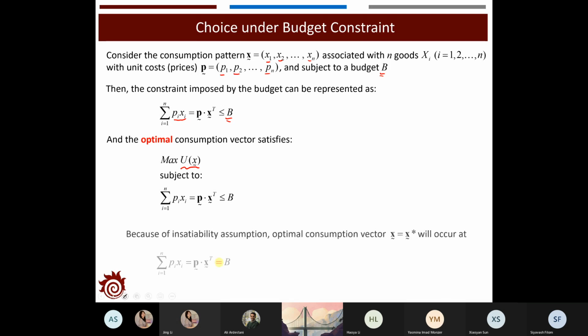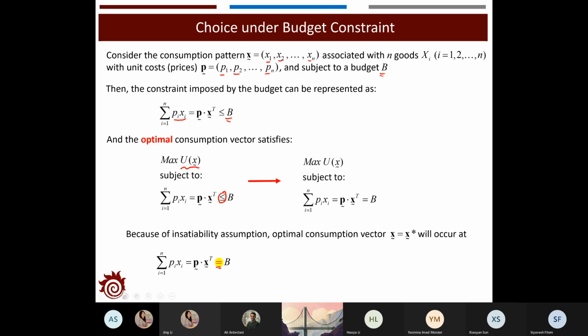But as you know, consumers will be insatiable consumers, so it means that if you have $100 to spend, as an insatiable consumer, you will always want to spend all the $100 to maximize your utility. So in that case, we can just simply replace the smaller than or equal sign with the equal sign, which can simplify our optimization problem.